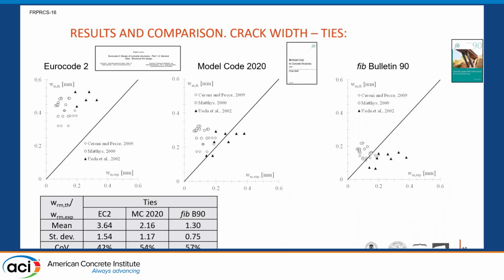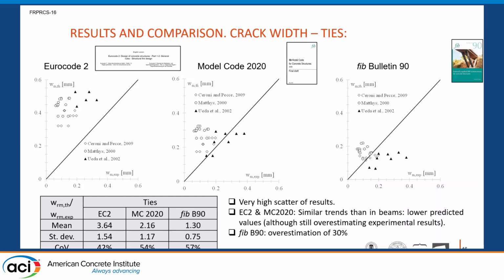If we move to the ties, remember that the ties were largely overestimated. So we have basically the same trend that we saw for the beams. The overestimation becomes a bit smaller, we think, for the same reason. And we don't know what happened with the ties in the case of FIB 90.